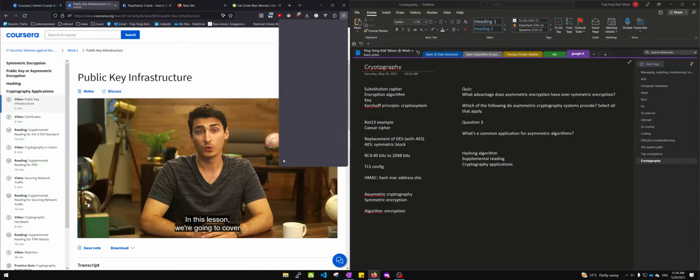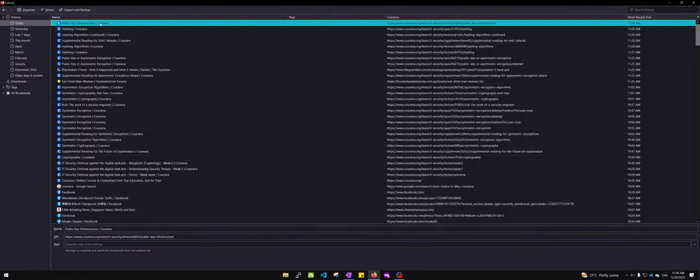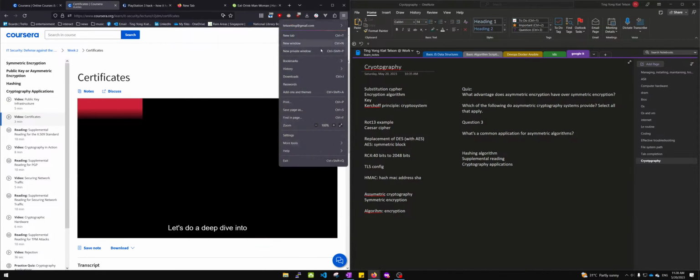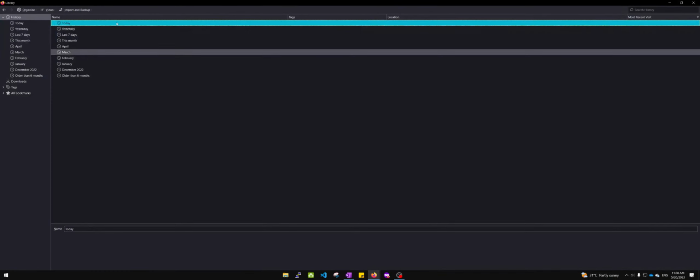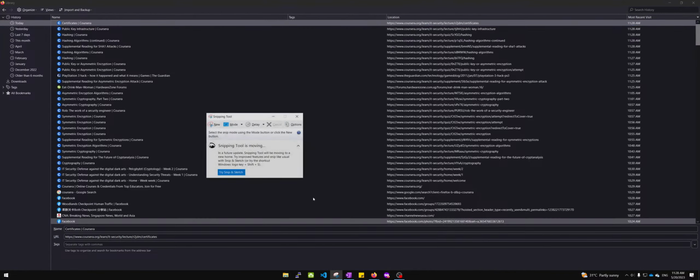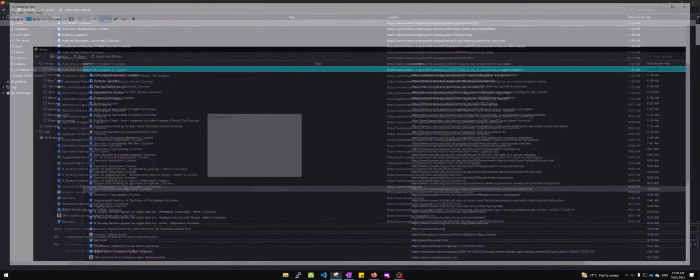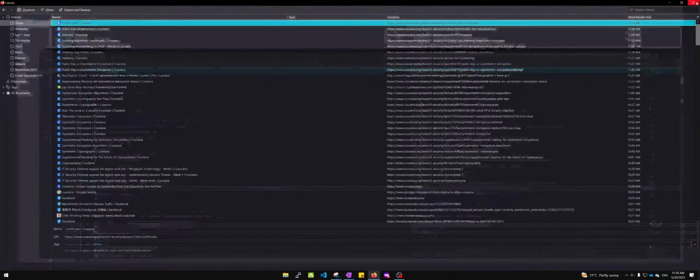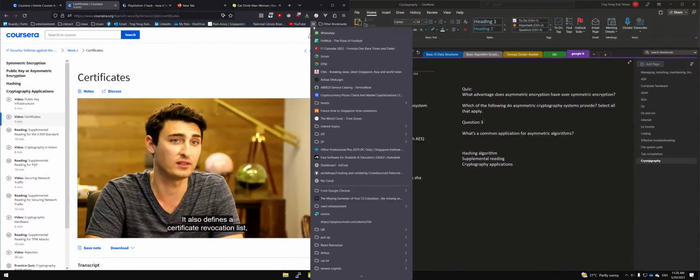In this lesson, we're going to cover PKI, or Public Key Infrastructure. Spoiler alert, this is a critical piece to. Let's do a deep dive into certificates beyond just their function. The X509 standard is what defines the format of digital certificates. It also defines a certificate revocation list, or C.